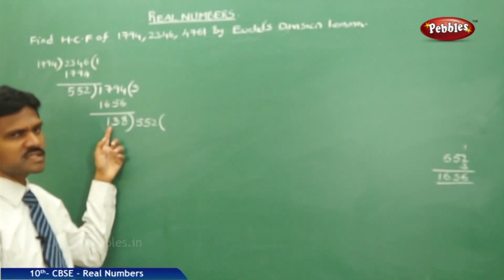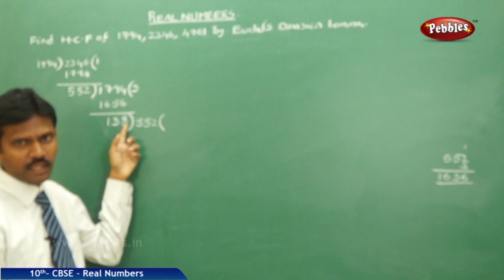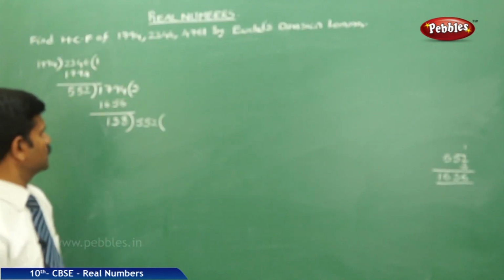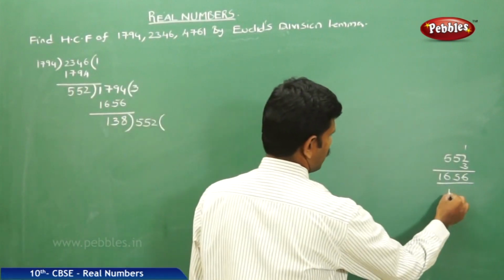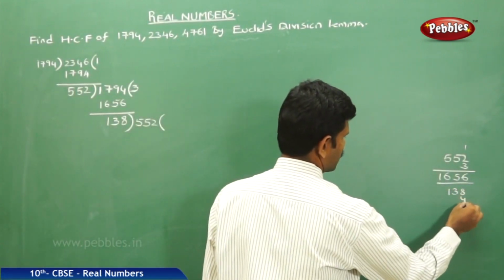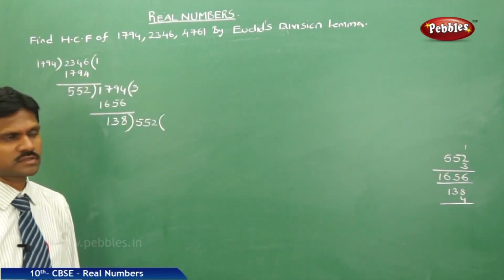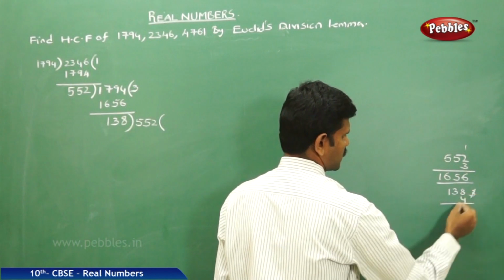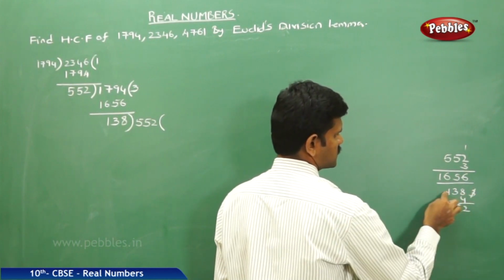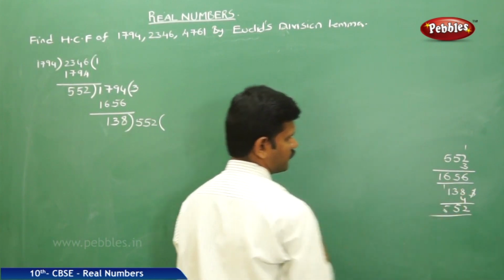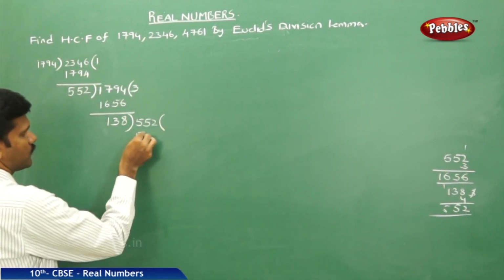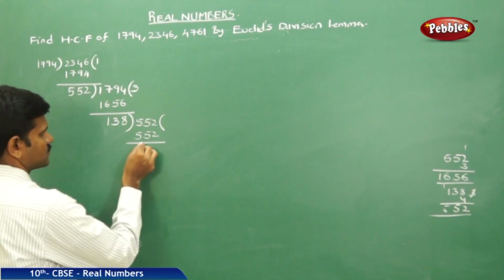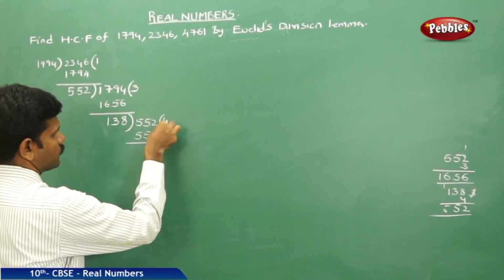Again, this is around 130 and this is around 550. Now I will try 138 times 4. 8 4s are 32, 12 plus 3, 15, 4 1s are 4 plus 1, that is 5, 552. Okay, 552. The remainder is 0. How many times? 4 times.